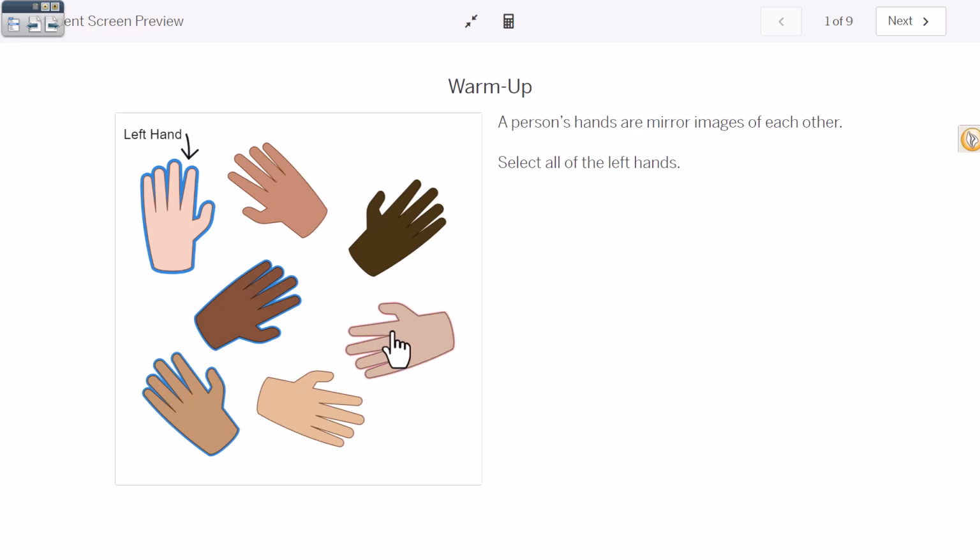This one, if I turn my head just so, looks like the thumb is coming out to the right. This one, the thumb's coming out to the left, and this one, the thumb's coming out to the left. So if I just wanted to select the left hands, the ones that were all the same as this left hand, then I've highlighted them in blue here. So I've selected all the left hands just as a way to get started talking about figures that are the same.